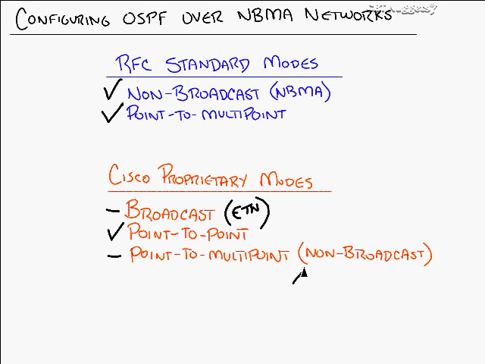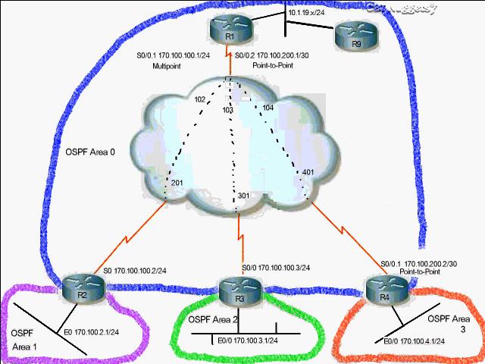And for this one, it's the same thing we just did, except you have to statically type in neighbor statements for that point to multipoint network to work successfully. Now there's one last thing I want to show you in this nugget, and that's something I promised from the objective slide. You may be asked to make not so friendly modes work together.